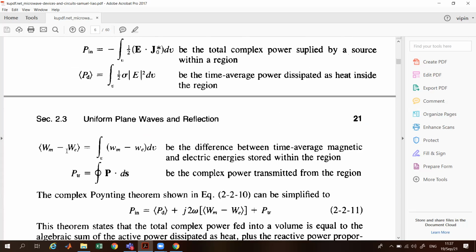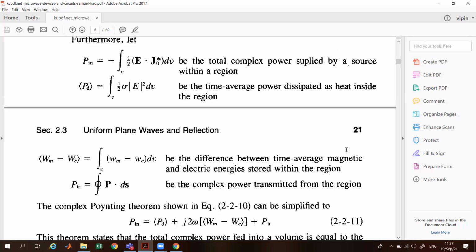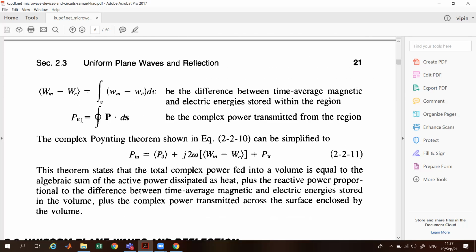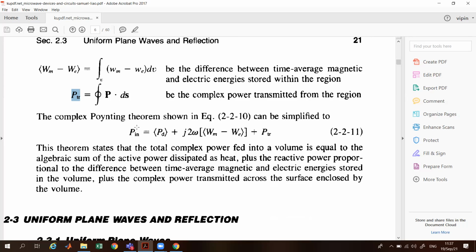And Wm minus We equals the volume integral of Wm minus We dV, the difference between time average magnetic and electric energy stored within the region. And PTR is your complex transmitted power in the region, so it's the integral of P vector dot dS vector. So we can say the complex Poynting theorem can be simplified to P in equals PD plus J2 omega, Wm minus We, this notation you need to remember, plus PTR.